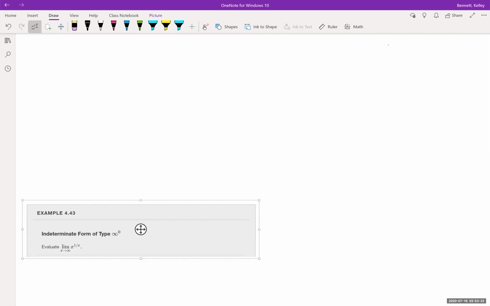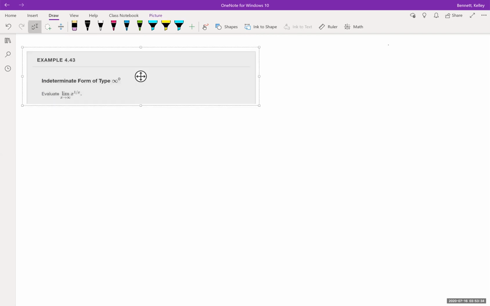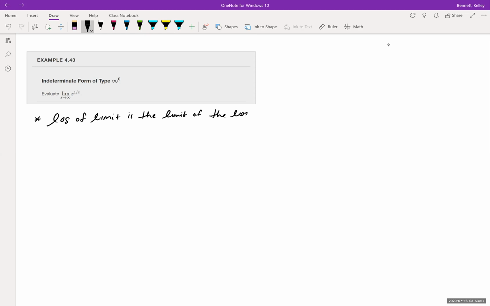Okay, now the fun stuff. So, fun fact. If we have, I'll just write it like this, the log of the limit is the limit of the log. And the caveat is that provided the limit exists.